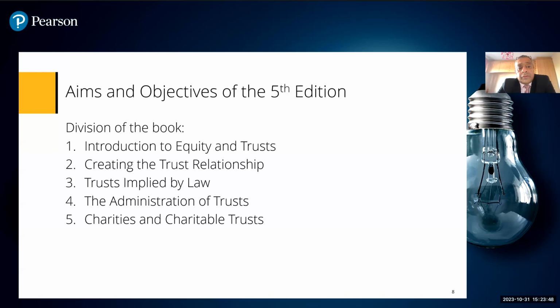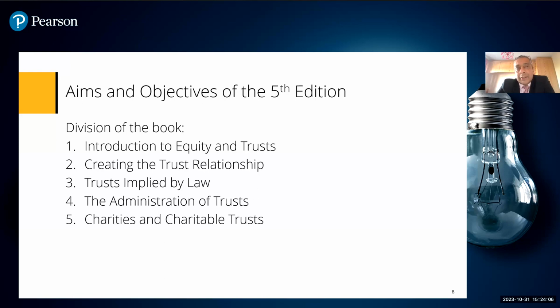So what is the role of the trustees? What can a trustee do and what can't a trustee do? What is the nature of a trustee? What kind of obligations do they have? What duties do they have? And of course, a key part of this part of the law is the maladministration of trusts.